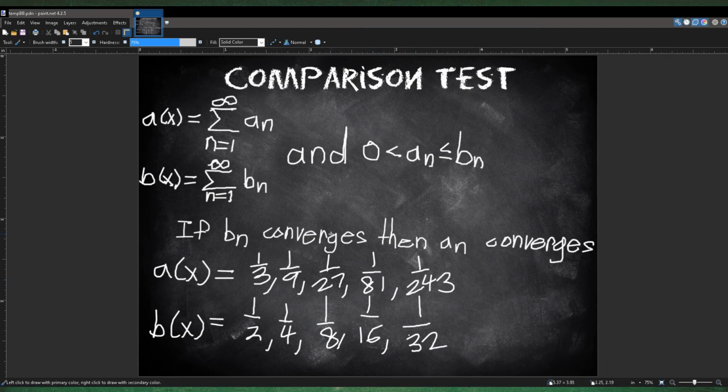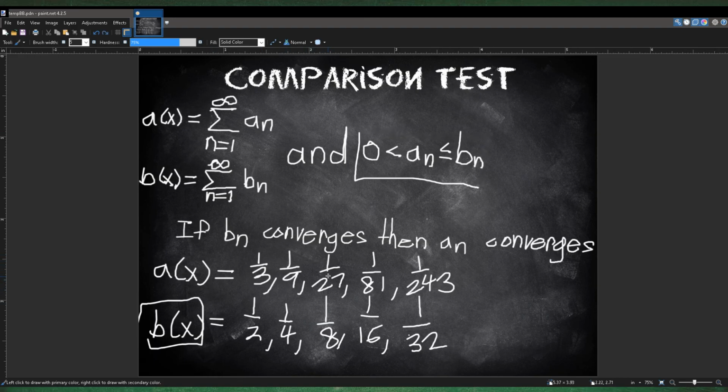So the first term of b of x is 1/2, the first term of a of x is 1/3. The second term of b of x is 1/4, the second term of a of x is 1/9. So you have to compare those respective numbers. You can't compare the first term of b of x to the fifth term of a of x. You have to compare this one to this one, and this one to this one, in order. And if all the numbers from one sequence are respectively greater than all the numbers of the other sequence, then it satisfies this condition.